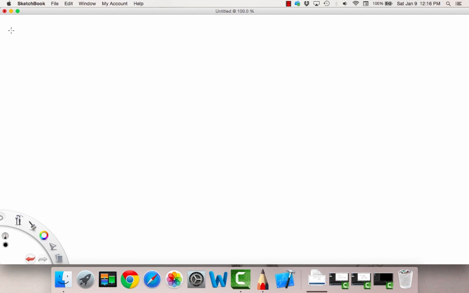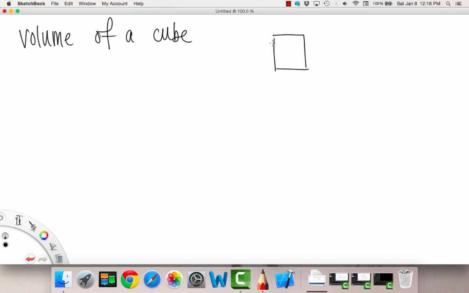Here's an example. Let's talk about the volume of a cube. Here's our cube, and let's say it has side length s, and here's another s. The volume formula is V equals s cubed, and that makes sense because we have a cube. So V, our volume, is equal to the side length cubed. That's how we get the volume of our cube.